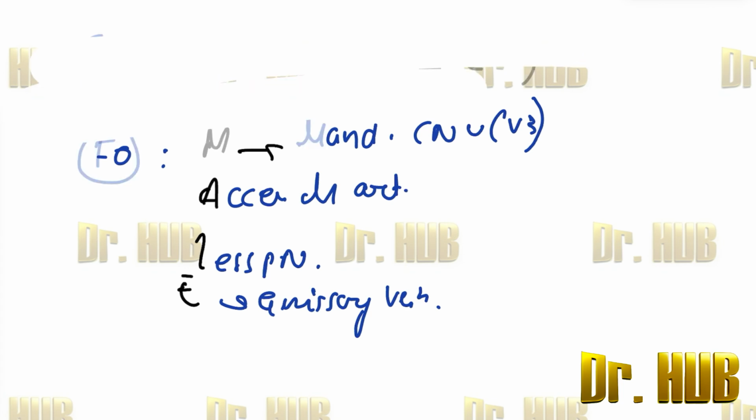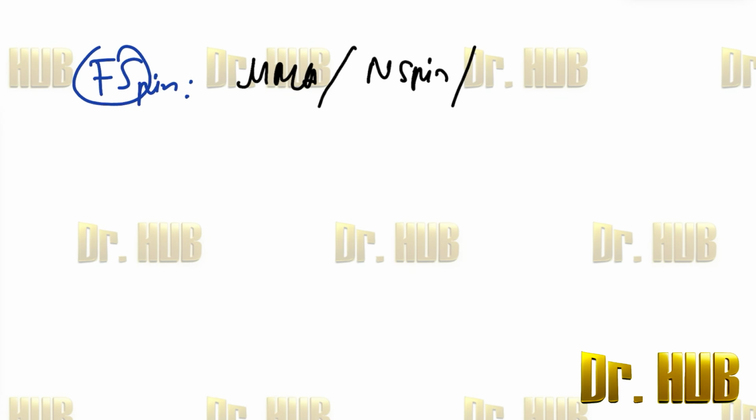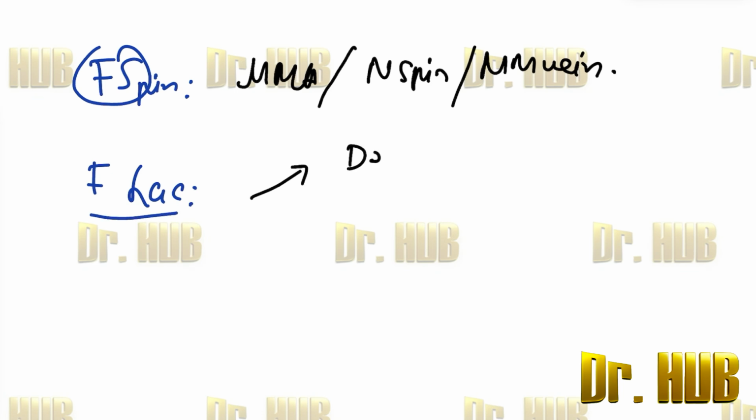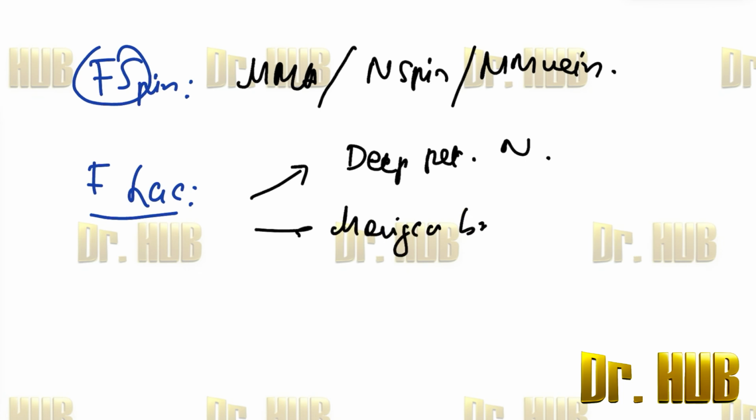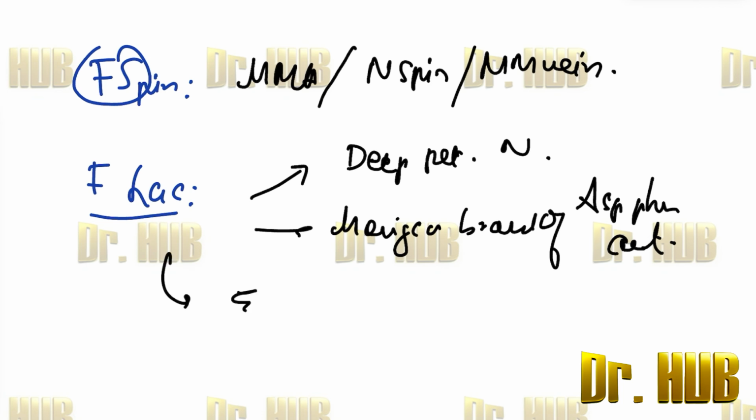Next we move on to the foramen spinosum. The foramen spinosum includes the middle meningeal artery, the nervus spinosus as well as the middle meningeal vein. Next is the foramen lacerum. The foramen lacerum includes the deep petrosal nerve as well as the meningeal branch of the ascending pharyngeal artery, and it also contains the emissary vein.